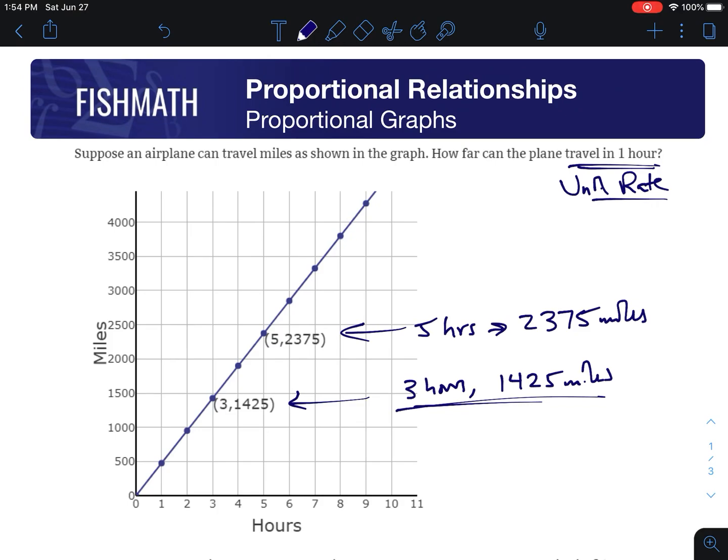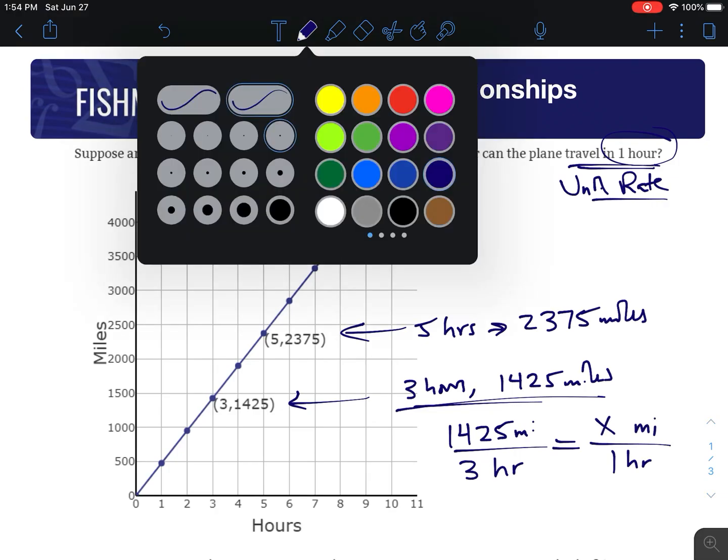So to figure out how much in 1 hour, I'll make a little proportion here. So 1,425 miles in 3 hours, that's a rate as a fraction. And we're looking for 1 hour. So that's going to go on the bottom because hours and hours are both in the same part of the fraction, both in the denominator. And we're looking for how many miles, so x miles.